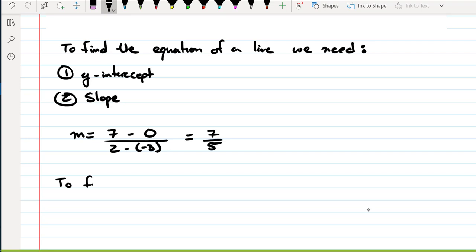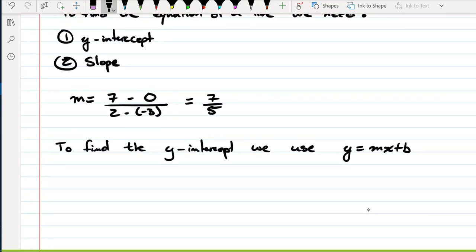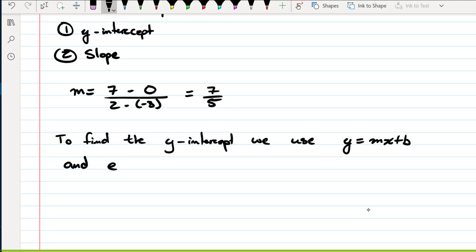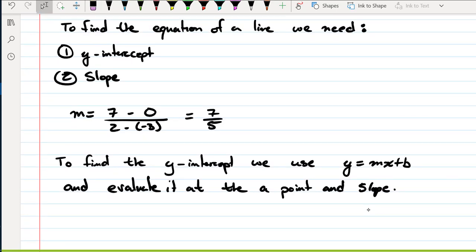So that's our slope. But now to find the y-intercept, we're going to use our formula. So to find the y-intercept, we use y equals mx plus b and evaluate it at a point and slope. So we have our slope that we just found right here. So our m is going to be 7/5, and then we need to use a point.